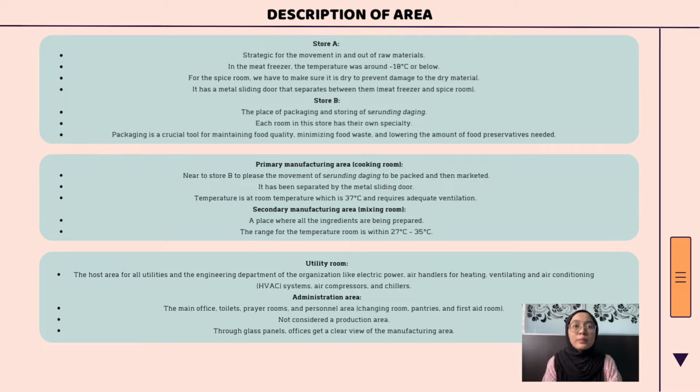Store A, which is the purple one, was placed at the rightmost edge because it is strategic for the movement in and out of raw materials. In the mid-freezer, the temperature was around negative 18 degrees Celsius or below. This temperature inhibits the growth of bacteria and shuts down any other microbes.